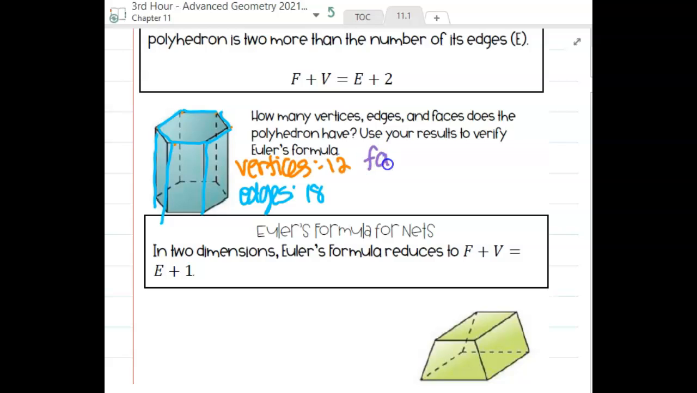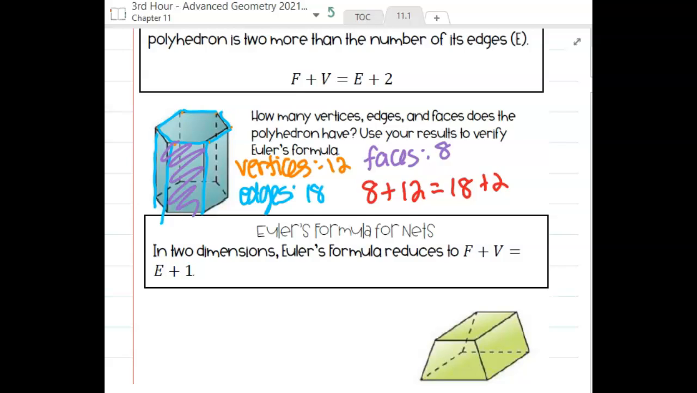And then lastly, the faces. Now I know I have a face on the top and on the bottom, so there's 2. And then how many faces are around the outside? 6, right? Because you're going to have 1 coming down from each side of that hexagon. So you got 2 for the top and bottom, plus 6, we're going to have 8. So we found the number of vertices, edges, and faces. Now let's plug those into Euler's formula just to make sure it works. If I take the number of faces plus the number of vertices, it should equal the number of edges plus 2. 8 plus 12, 20. 18 plus 2, also 20.